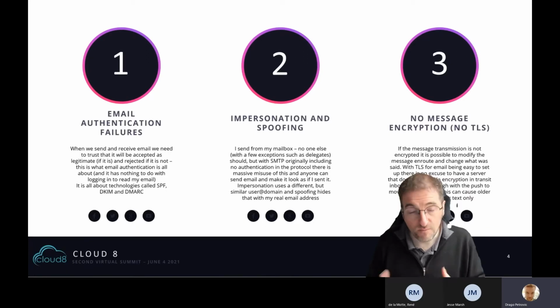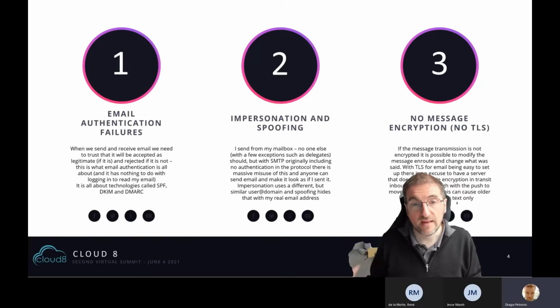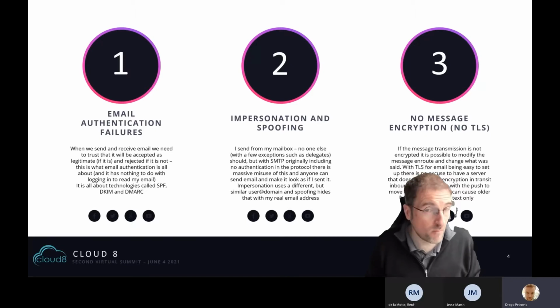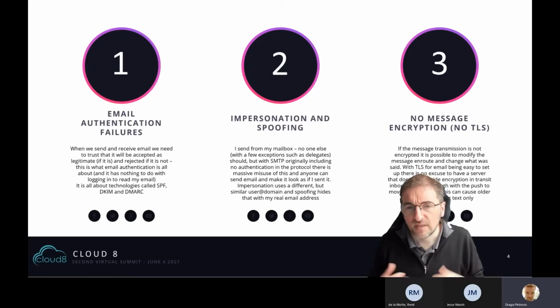Impersonation and spoofing, so making things look like they're from someone when they're not. And then how email could be intercepted and modified en route where there's no message encryption, because changes have happened over time and encryption was working, now it's not and you're not aware that it's changed, or it never was in the first place because it appears to be too complicated to set up.